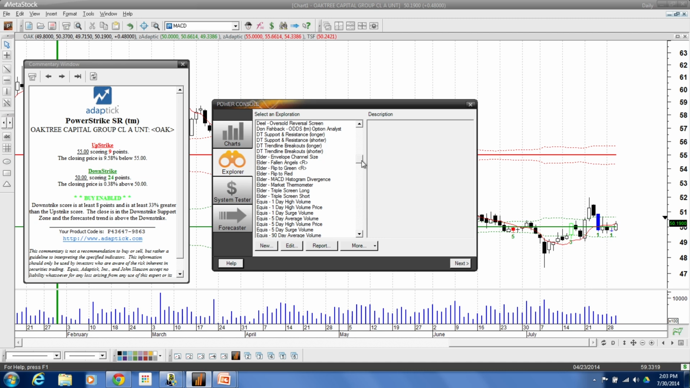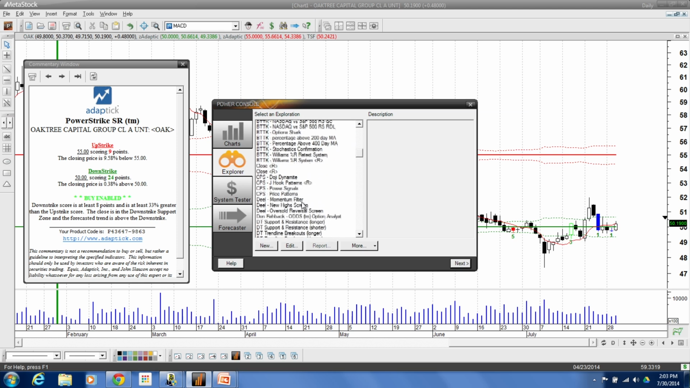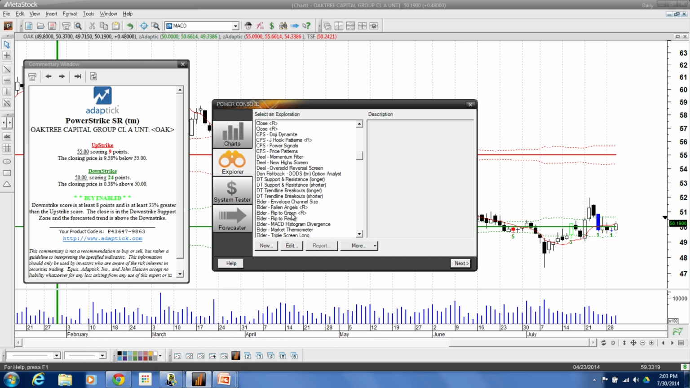Okay, so what we're going to do here is we can do one of two things. We can set up a scan and we can scan for it, which we're going to do. Let's find, I'm going to use a method here called the Elder Flip to Green. Now this is a scan that's set up in Dr. Elder's plugin, Come Into My Trading Room.